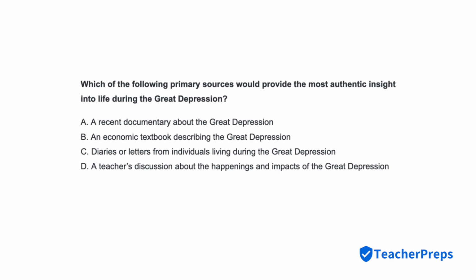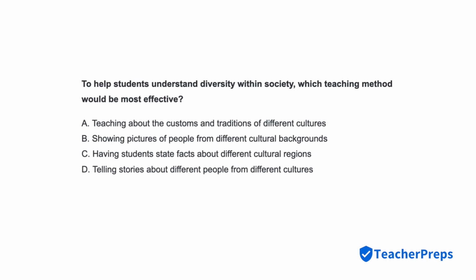Which of the following primary sources would provide the most authentic insight into life during the Great Depression? Correct response is letter C, diaries or letters from individuals living during the Great Depression. To help students understand diversity within society, which teaching method would be most effective? Correct response? Letter A, teaching about the customs and traditions of different cultures.